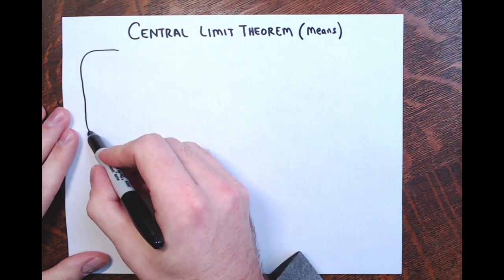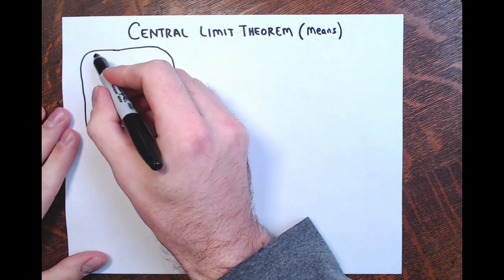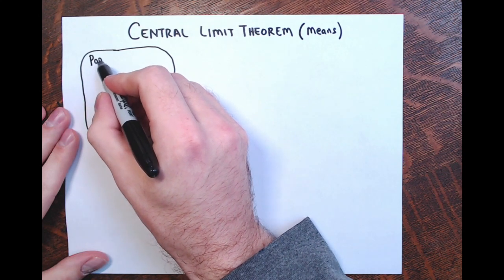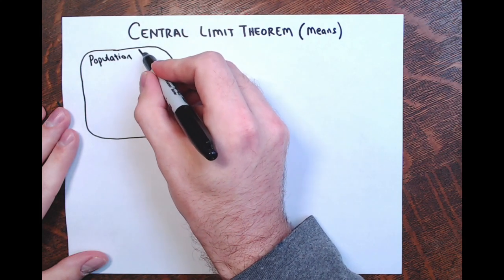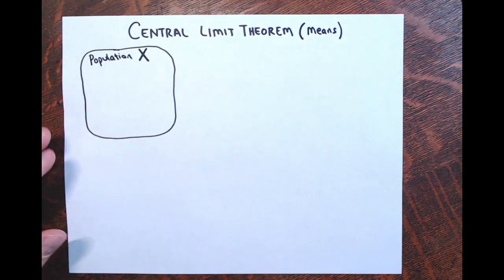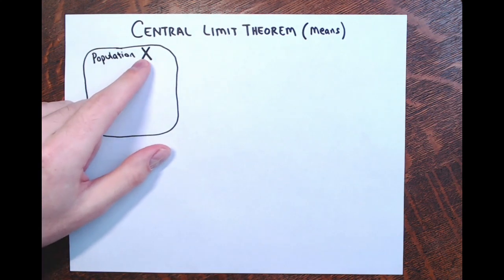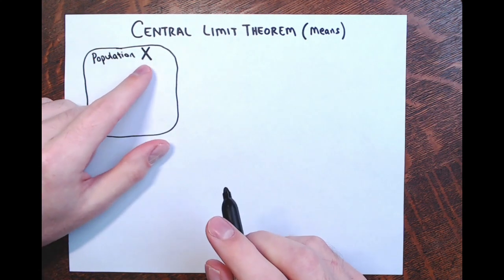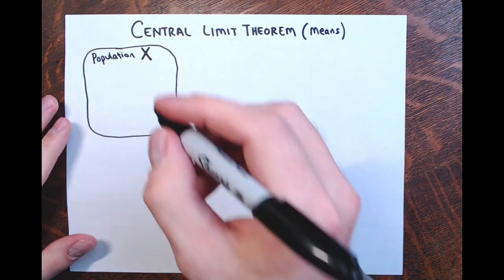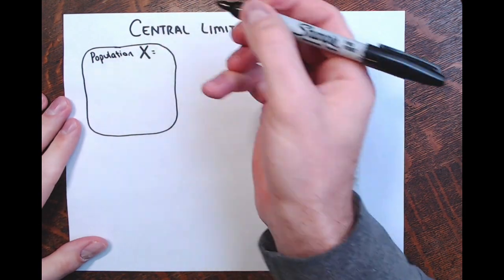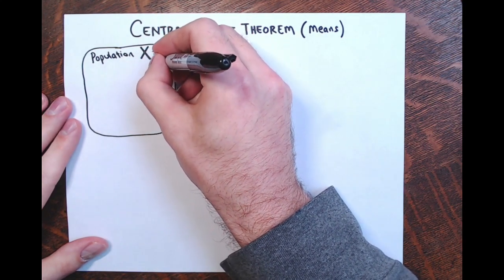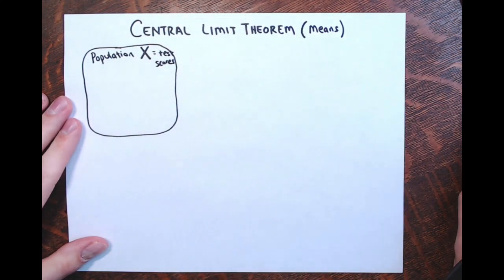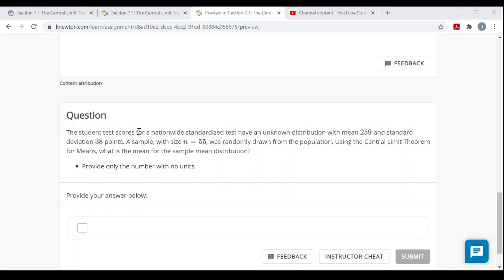So let's say this little bubble I'm putting up here represents the population. And say our population is related to a random variable called X. So X could be heights of people. In the example we're talking about here, it's test scores. In the particular problem we were just looking at in the assignment, it's nationwide standardized test scores for a bunch of students.